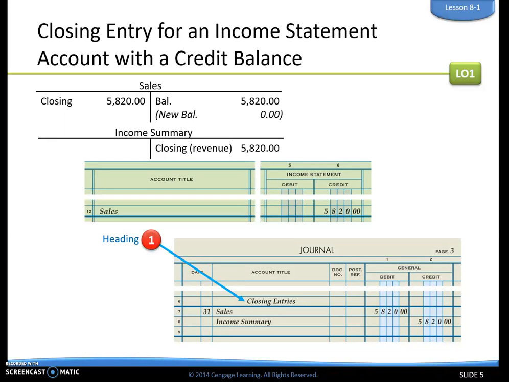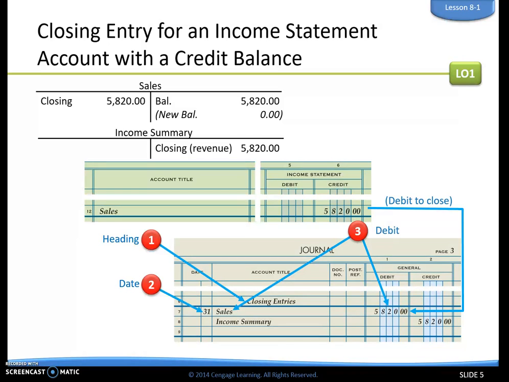The heading closing entries is written right underneath the adjusting entries. And then you put the date, sales as a debit, income summary as a credit.